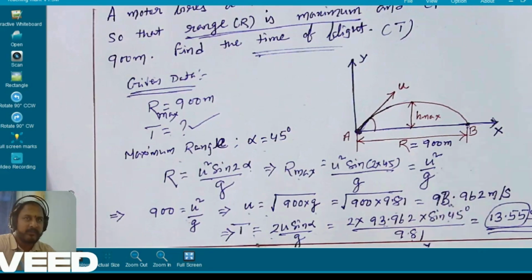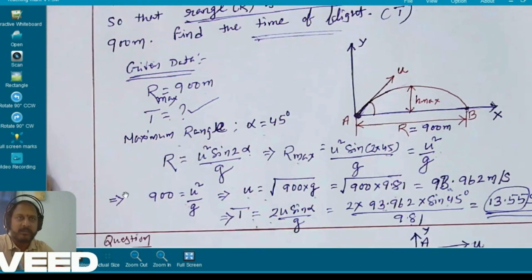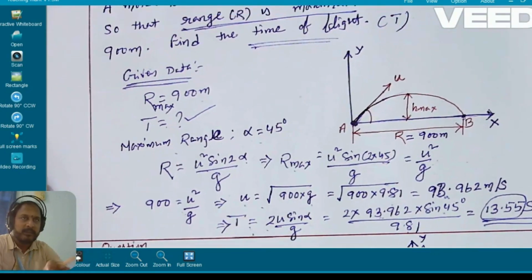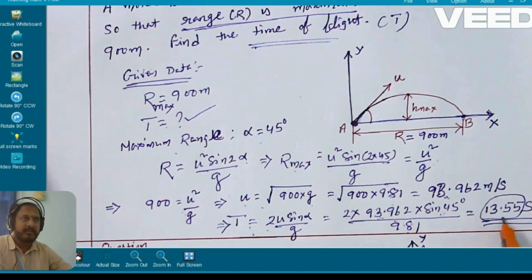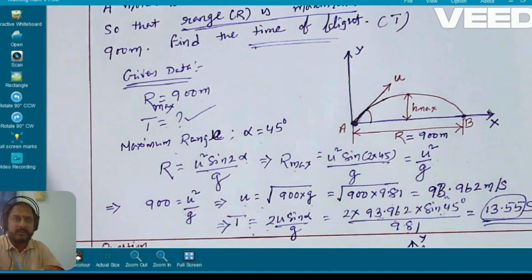The formula for time of flight is 2u sine alpha by g. So you can substitute the value of velocity of projection u, which is 93.962, which you got here, in this formula to find out the time of flight. So 2 into 93.962 into sine 45 by 9.81. Here also you have to take the value of alpha as 45 degrees, because this is a problem based on maximum range. So you are going to get the answer as 13.55 seconds.